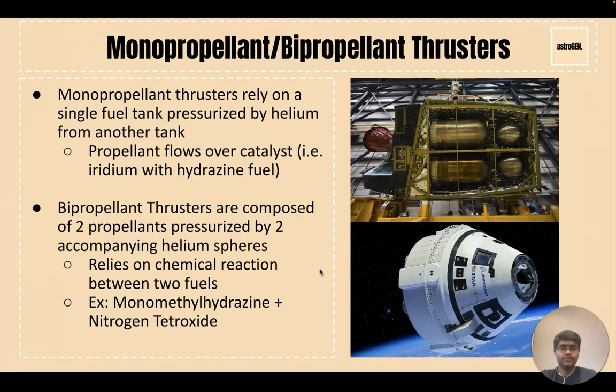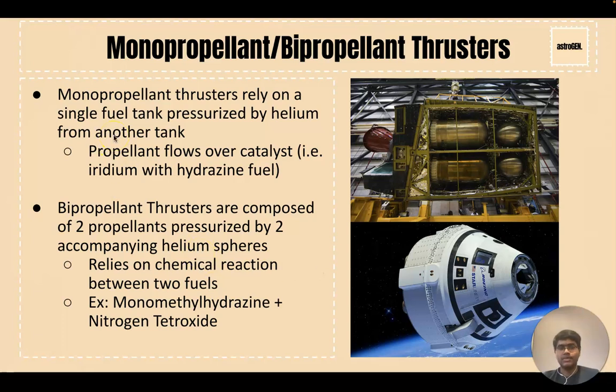Okay, so now we know the basis of most pressure-fed systems. We know how a cold gas thruster works. But what if you want to increase the efficiency, or the delta V, of your system? Well, you can increase delta V by increasing the exhaust velocity, or the energy released through a chemical reaction, which is exactly what these kinds of thrusters do.